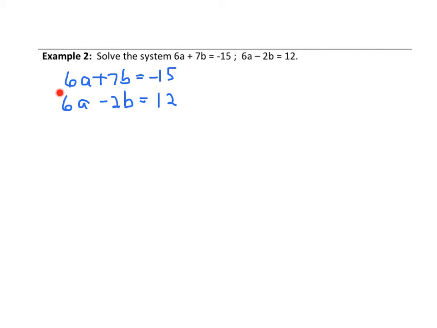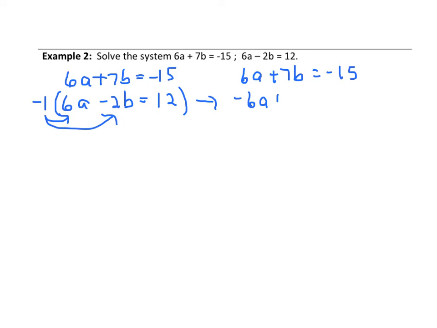Well, what I can do here is take this entire equation, the top one or the bottom one, and multiply it by a negative 1. Then I will get a negative 6, and then I can eliminate. So let me do that. Let's just rewrite the top one, 6a plus 7b. And it doesn't matter which one you multiply by negative 1. I just chose the bottom one. So now I'm going to multiply this entire equation by a negative 1. Negative 1 times negative 2b gives you positive 2b. And then negative 1 times 12 gives you negative 12.